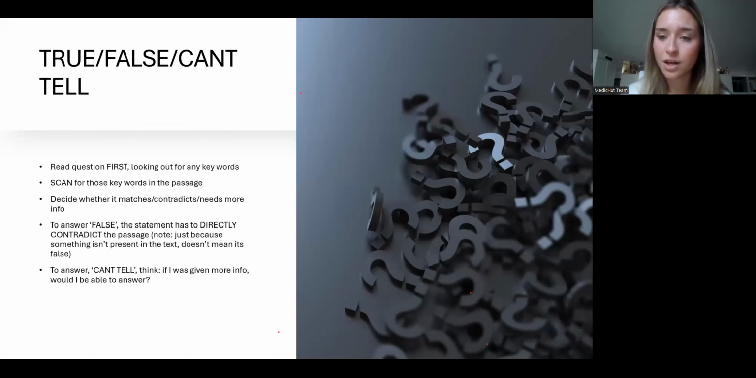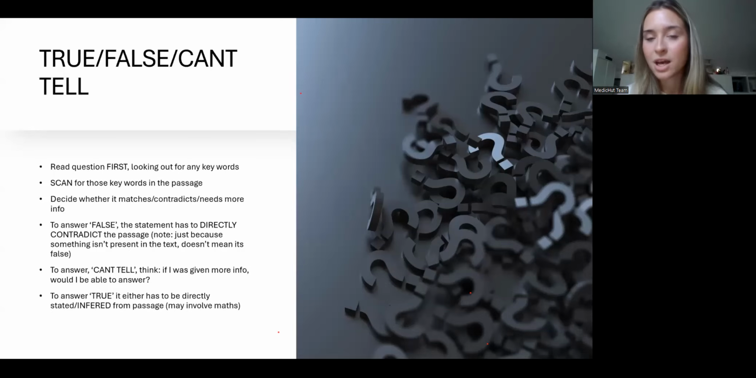And then obviously, in order for an answer to be true, it has to either be directly stated within the passage or indirectly inferred from the passage. And sometimes this can involve maths. What I mean by this is sometimes you might get a question which asks you, for example, how old someone is, or is it true that this person is X years old? Their actual age might not be given to you in the question, but their date of birth might be, and therefore you might need to work out from that how old they are.